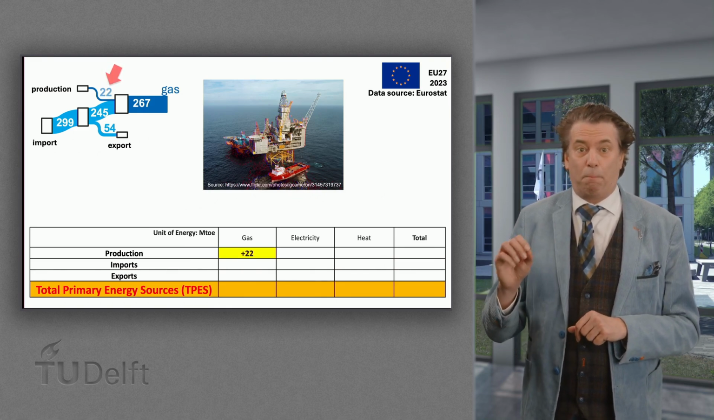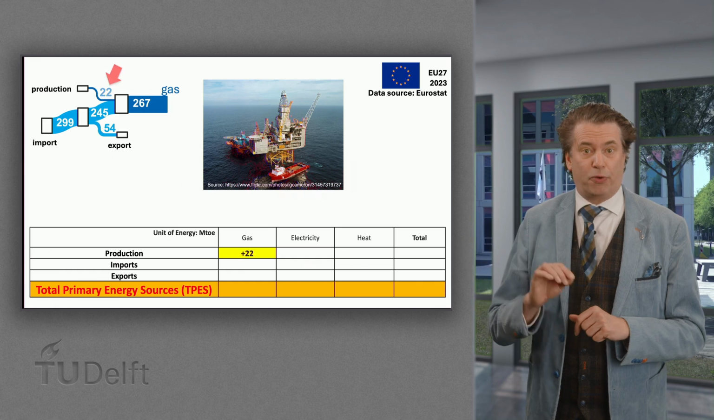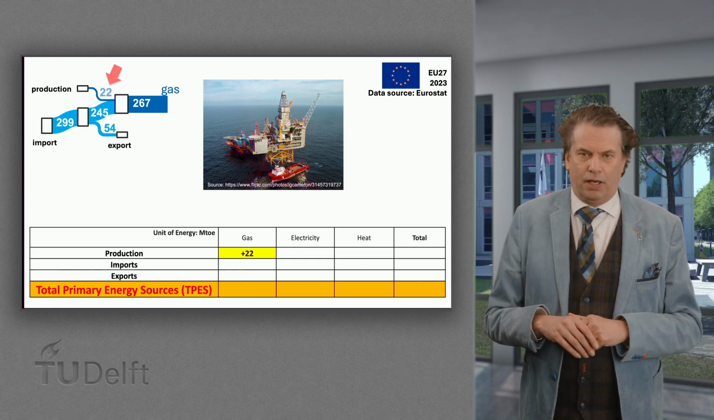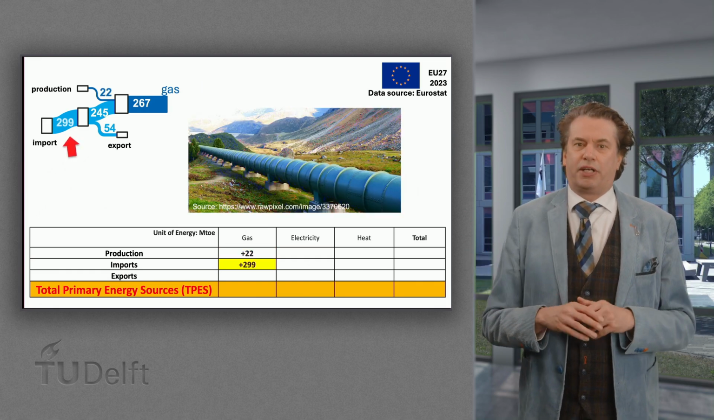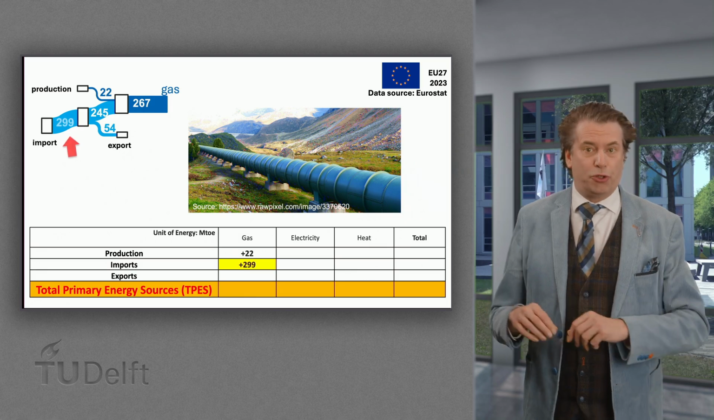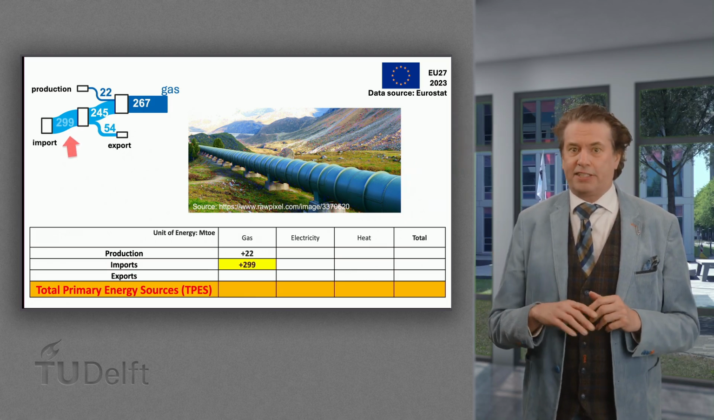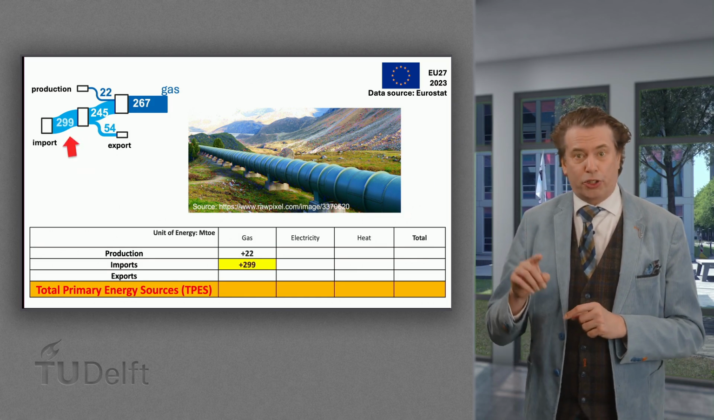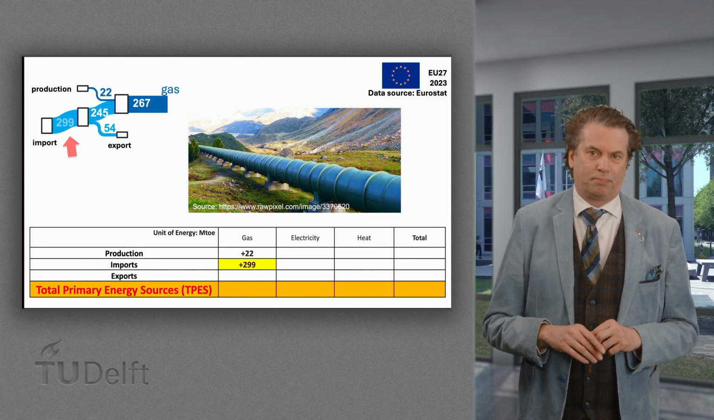This shows as a plus 22 in the production row and gas column in the energy balance. Additionally, it shows that 299 megatons oil equivalent of gas is imported into the European Union. In the matrix, this is shown as a plus 299 in the production row and the gas column.